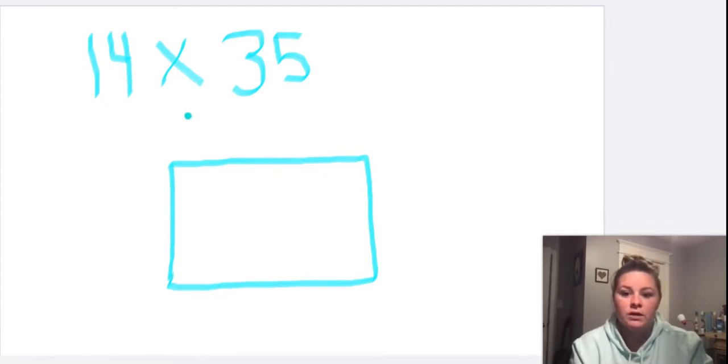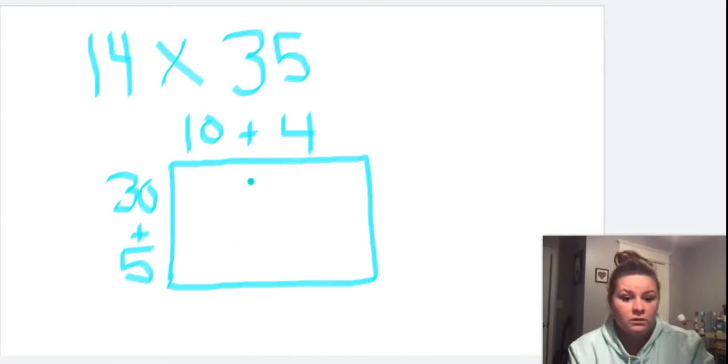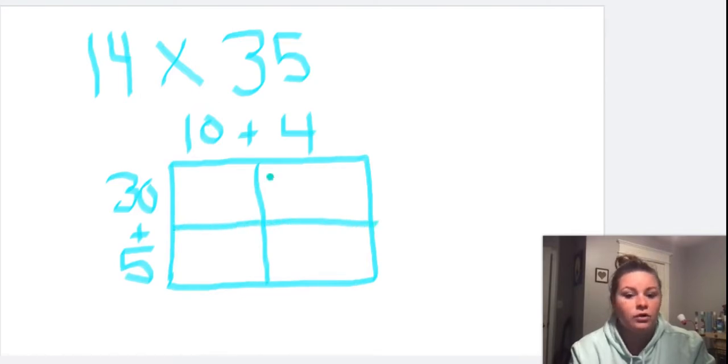So 14 becomes 10 plus 4. And then down the side, you would do the other factor, so 30 plus 5. One important thing to remember is draw your lines where your plus signs are across. That way you have the correct number of boxes in your area model. Then you just multiply like you would on a multiplication chart, over and up.